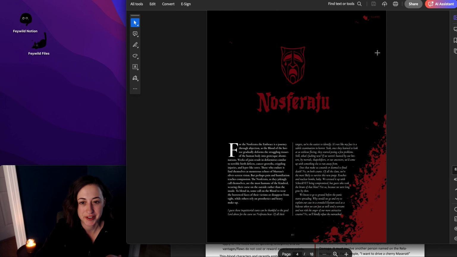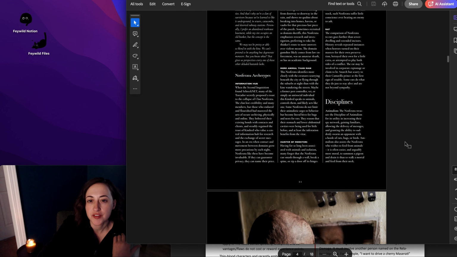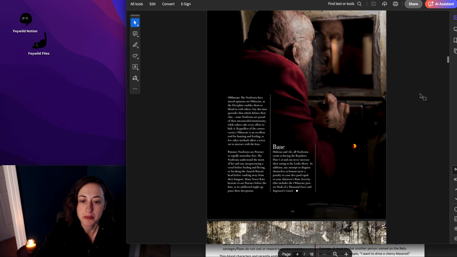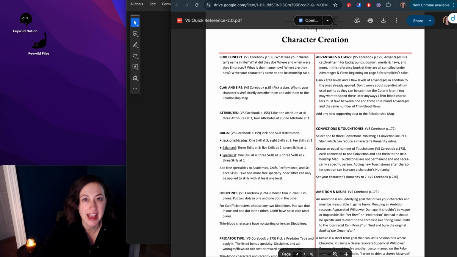And so you can see there's a bunch of lore. They show example pictures, which I think is really nice and helpful. They have archetypes. It'll tell you what disciplines you have access to from the beginning, your bane, and all of that will make a lot more sense as you go. So you'll want to pick a clan.